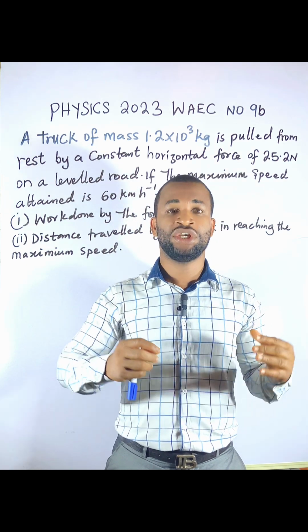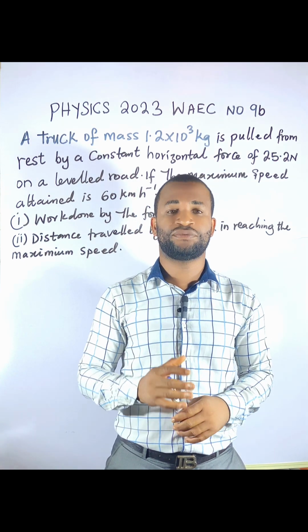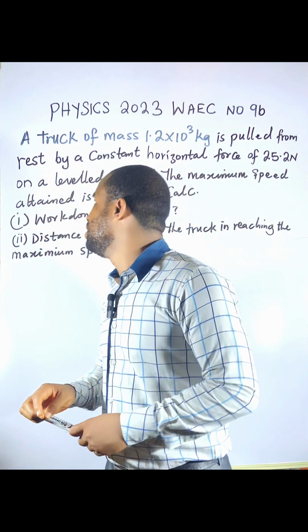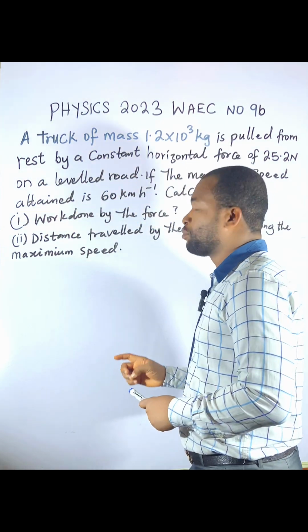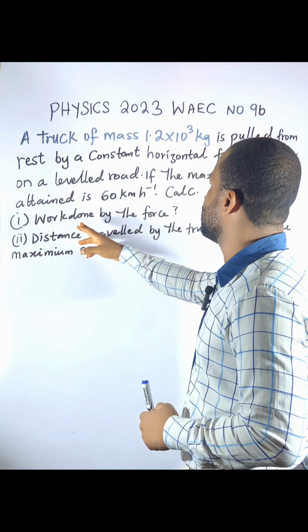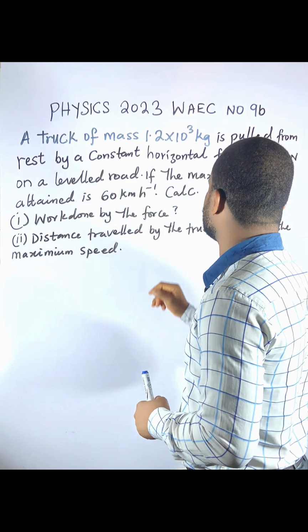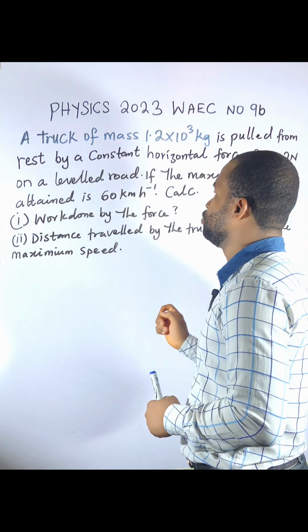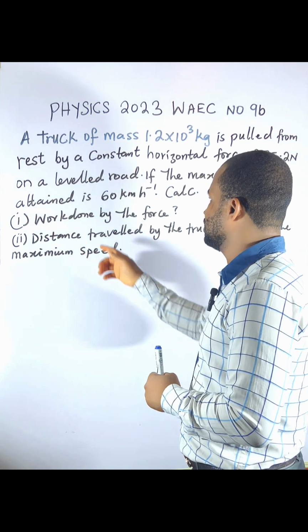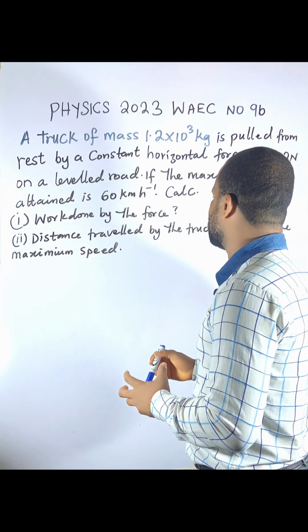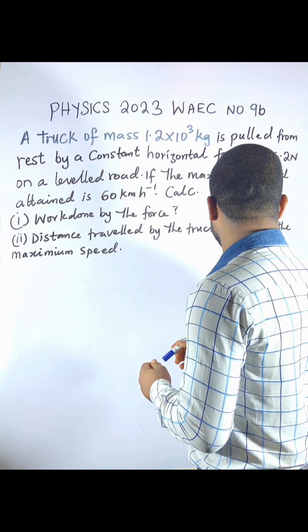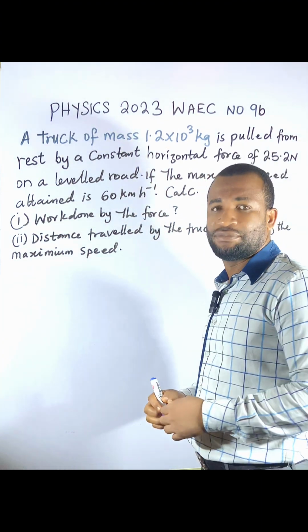We are in number 9B and we are still working on the past question for 2023, which is going to serve as a revision for your 2024 WAEC. Now this question reads: a truck of mass 1.2 times 10 raised to 3 kg is pulled from rest by a constant horizontal force of 25.2 Newton on a level road. If the maximum speed attained is 60 km per hour, calculate the work done by the force and the distance traveled by the truck in reaching the maximum speed.